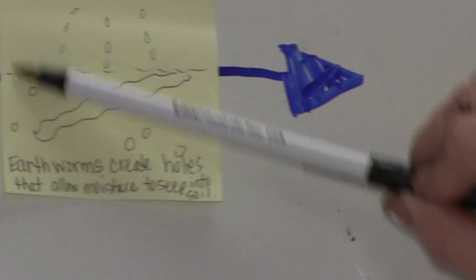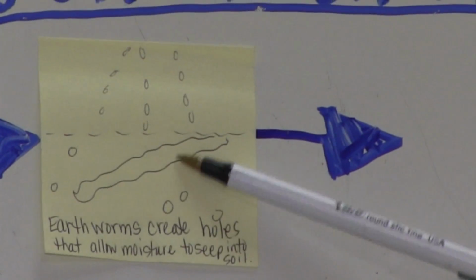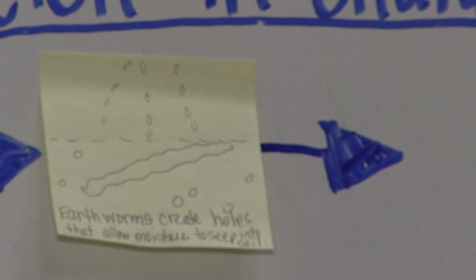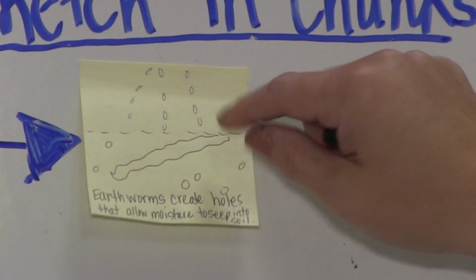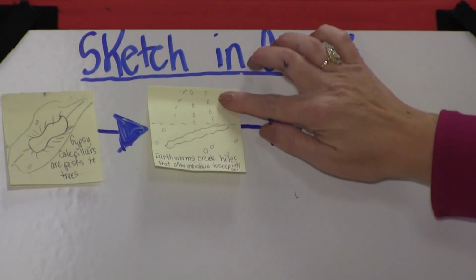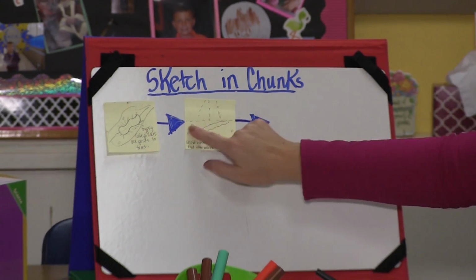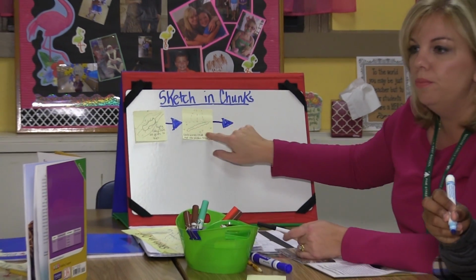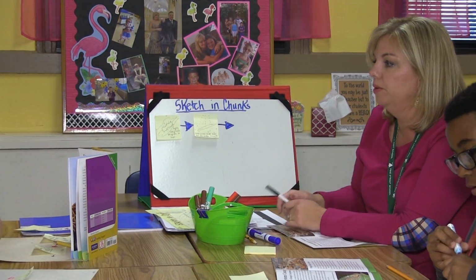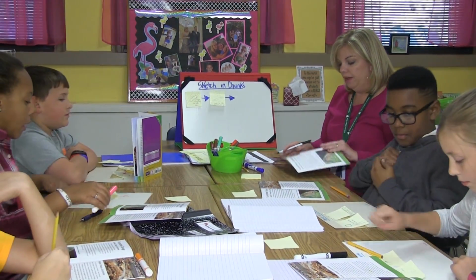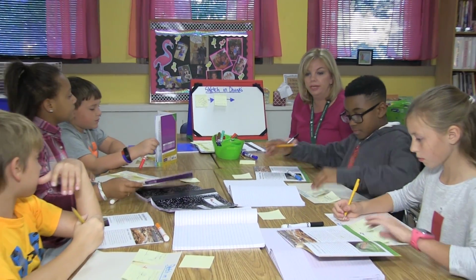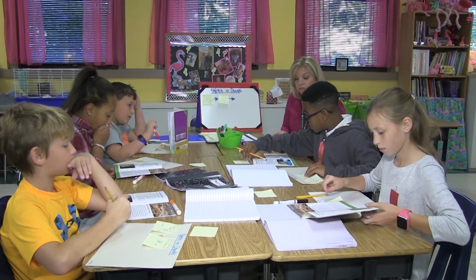And then the second paragraph talked about how the earthworm went down into the dirt and created holes, and those holes allowed raindrops to go down into the soil and help the earth, right? So let's go to the third paragraph. I'm going to let you read the third paragraph by yourself.